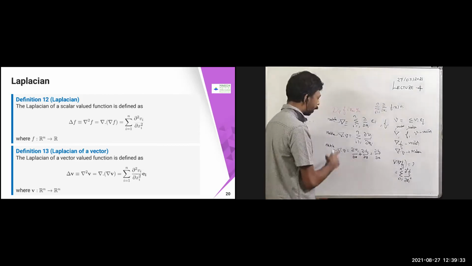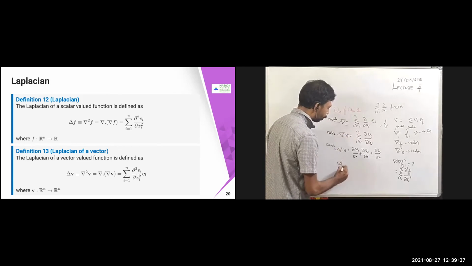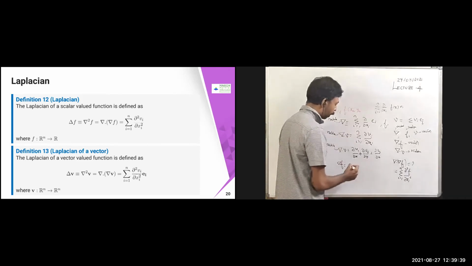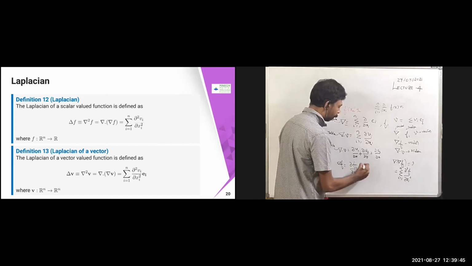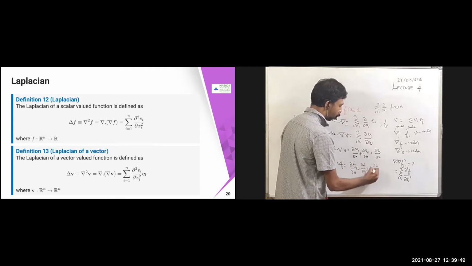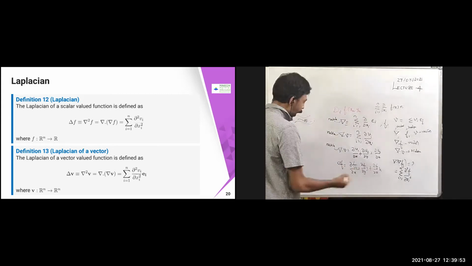So what is del F? Let me go for the 3-dimensional case. What is del F in 3 dimensions? It is going to be dou F by dou X into the i vector, plus dou F by dou Y into the j vector, plus dou F by dou Z into the k vector. This is nothing but del F. Now I'm going to operate again on that.